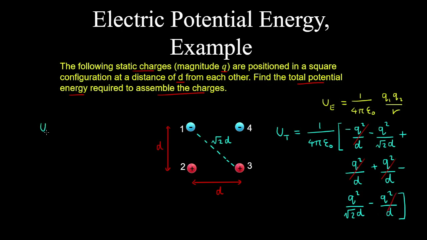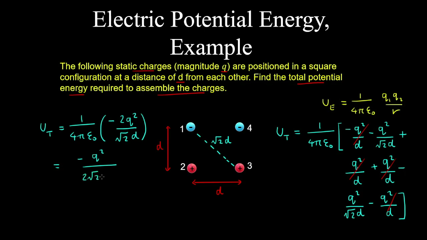So we're left with the total potential energy of the system being 1 over 4 pi epsilon naught times minus 2q squared over root 2d. If we simplify this, we get minus q squared on 2 root 2 pi epsilon naught d.